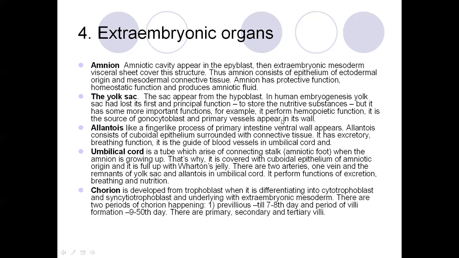Umbilical cord. It is a tube which arises from the connecting stalk, amniotic foot, when the amnion is growing. That's why it is covered with cuboidal epithelium of amniotic origin and it is filled up with Wharton's jelly. Wharton's jelly is connective tissue with special properties which contains much glycosaminoglycans and numerous macrophages. There are 2 arteries and 1 vein and the remnants of the yolk sac and allantois in the umbilical cord. It performs the functions of excretion, breathing, and nutrition.